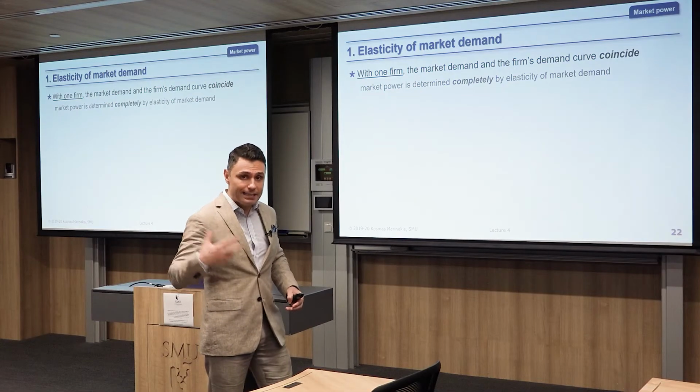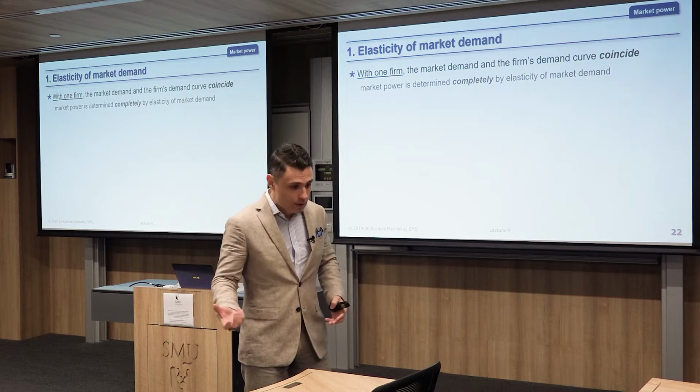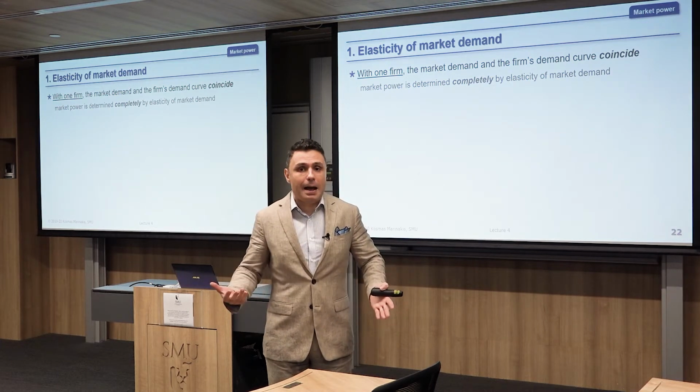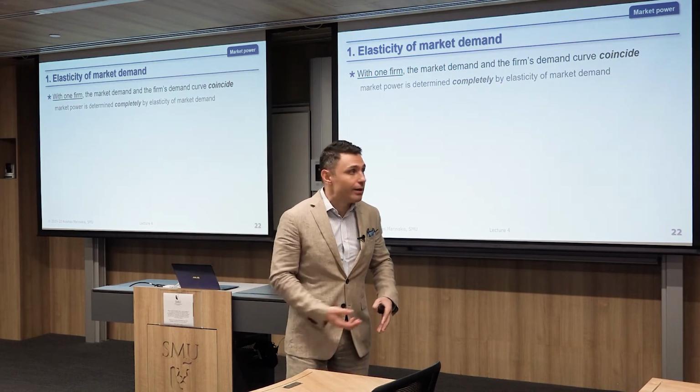So the number of firms in the market plays a role, and the intensity of competition among firms also affects it. Let's see them one by one. Elasticity of market demand. If you have one firm, the market demand and the firm demand will be exactly the same thing. They coincide, because if you're a monopolist, then the product is the entire industry. So market power for the brand is determined completely by the elasticity of market demand.